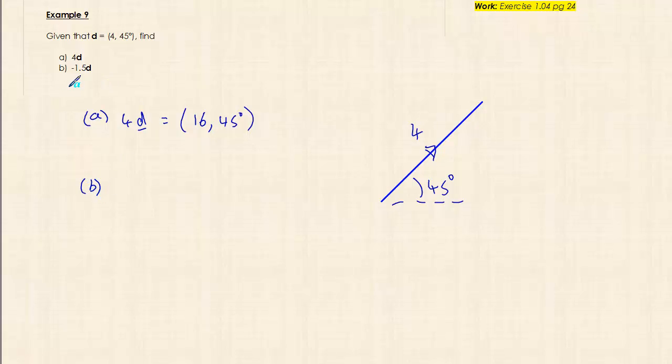Now in B we have negative 1.5d. The negative is going to change the direction. It's going to head this way. So the angle will be 180 add 45, which is 225. And then we need to multiply the magnitude by 1.5 as well. So negative 1.5d is equal to 6∠225 degrees.